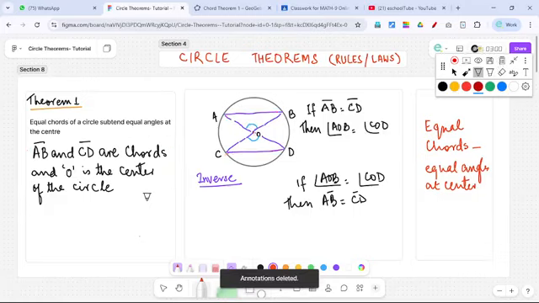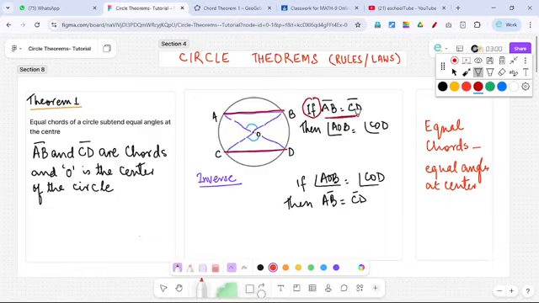Now as per this theorem, equal chords make equal angles at the center. So that means if chord AB is equal to chord CD, then the angles they make at the center O, what angles are they making? They are making angle AOB and angle COD.